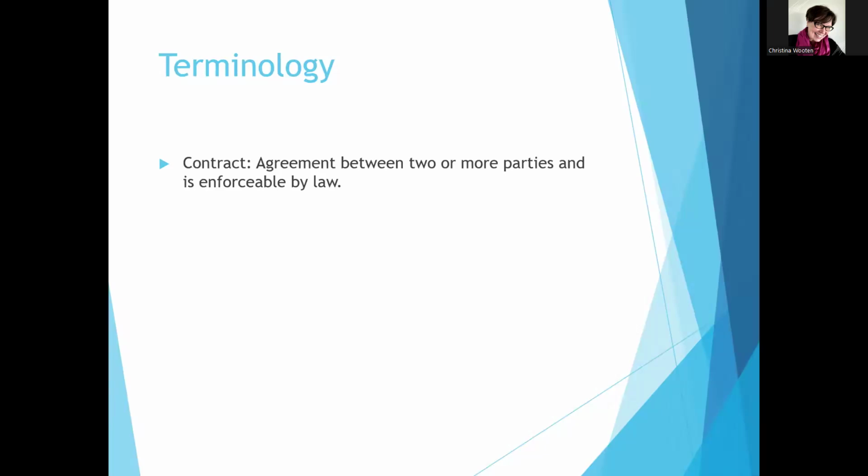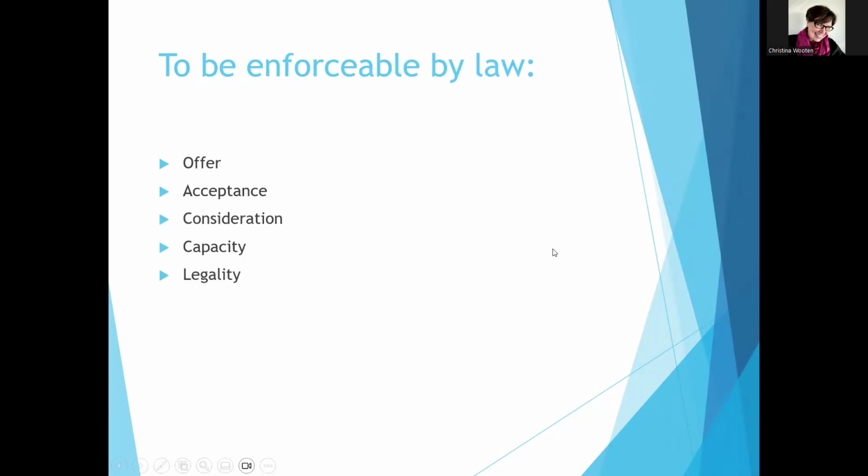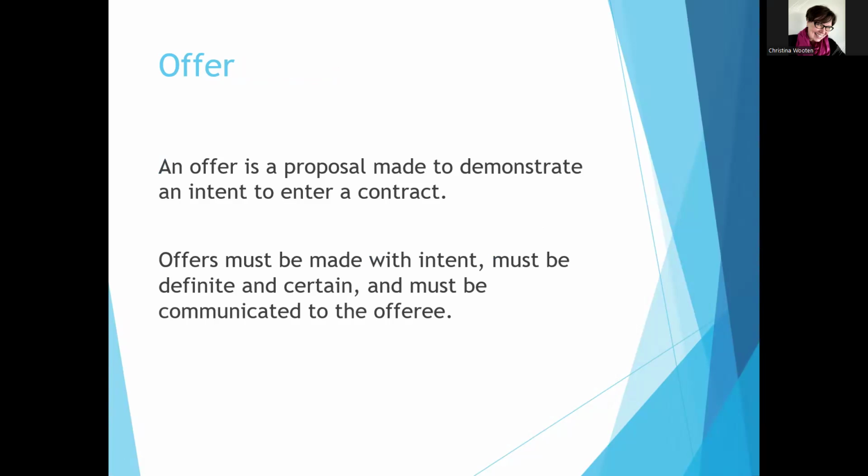All right. So, some of that terminology, a contract is simply an agreement between two or more parties, and it is enforceable by law. So, when we think about that, there are some pieces that are required for that contract to be enforceable by law. First, there's an offer, then there's acceptance, there's consideration, capacity, and legality. We're going to break each of those apart separately so we can learn about those.